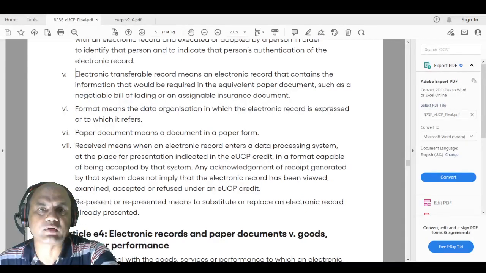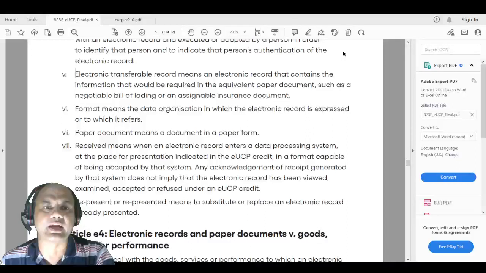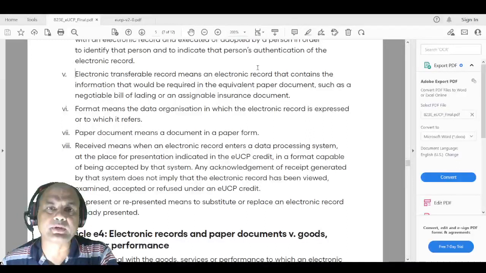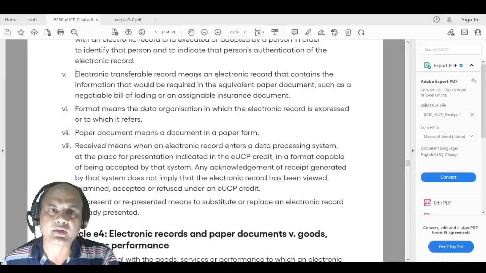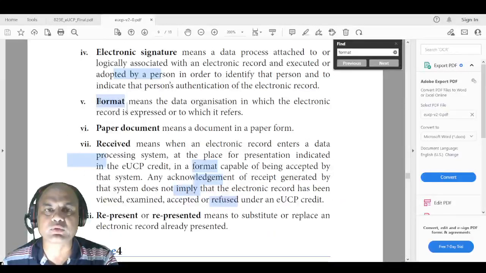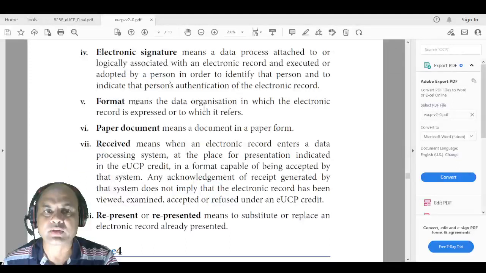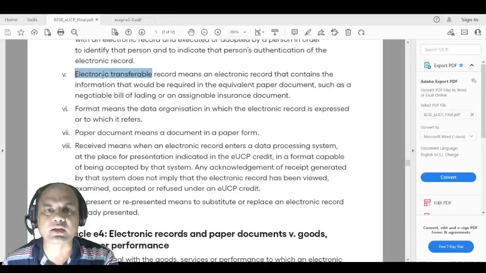Now fifth, electronic transferable record. This has been added newly in eUCP 2.1, so that's why we are taking it separately over here. Because of this, this has come on number 5th. In eUCP 2, you had format at number 5th, but this format has now gone to 6th. So now we have 5th over here, electronic transferable record.